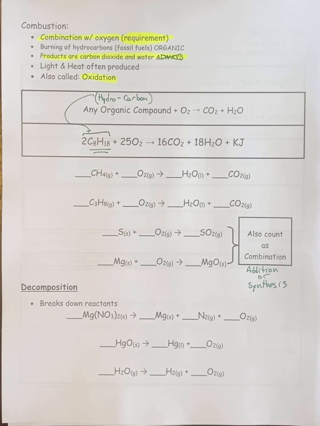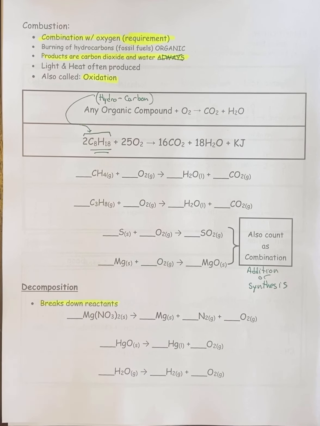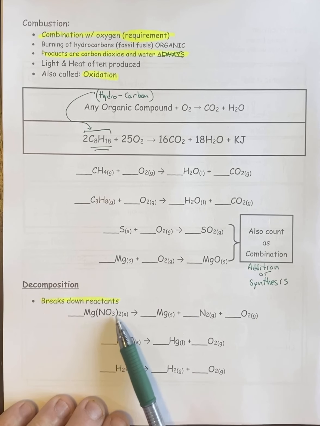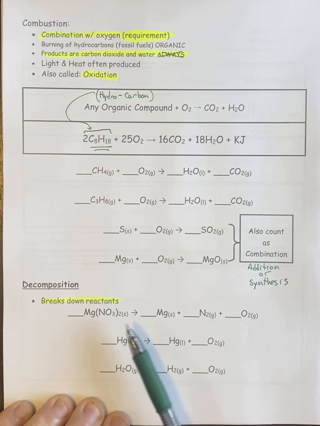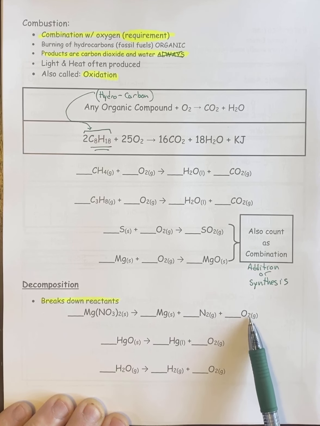The last one that we're going to do on this page is decomposition. Decomposition, just like biology, decomposers, they break things down. So a decomposition reaction is a reaction that breaks down a compound into its individual elements. So here, MgNO3 twice gets broken down into individual Mg, individual N, even though there's two, it's still an element, so it counts, and individual O. Even though there's two there, it still counts.